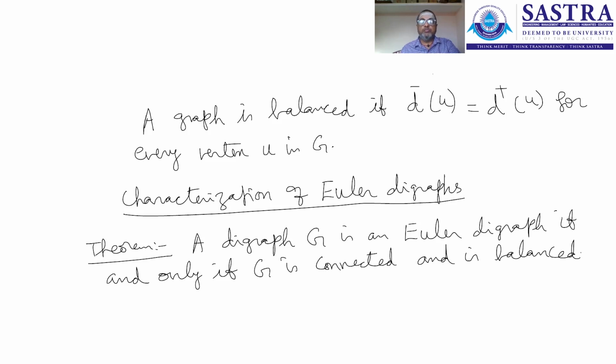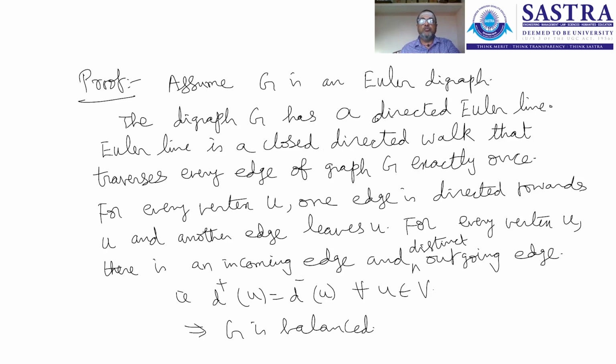So assume one, prove the other. That is the concept here. First I will assume that G is an Euler digraph. And now my aim is to prove that it is connected as well as every vertex is balanced. When I say that G is an Euler digraph, then the graph G has a directed Euler line. Before moving into the next part, let me give you the connectedness here.